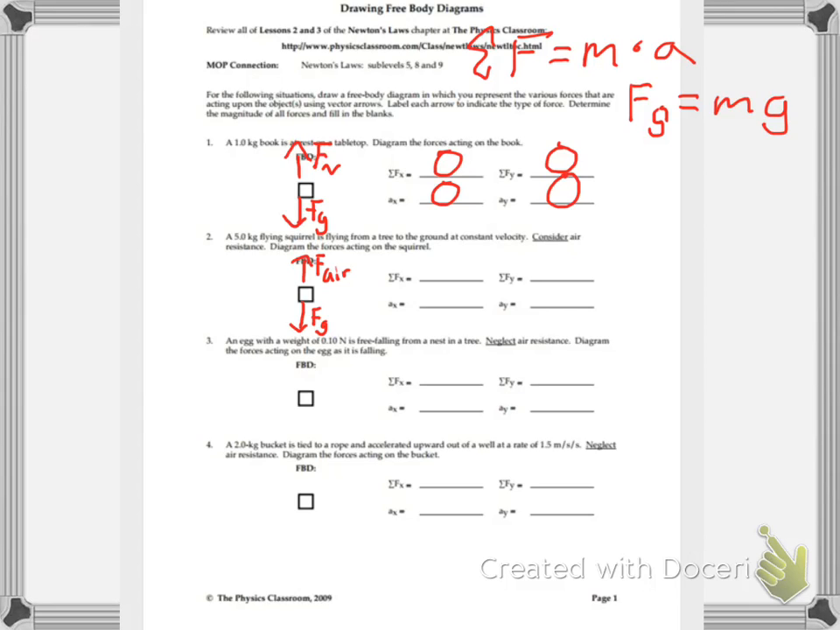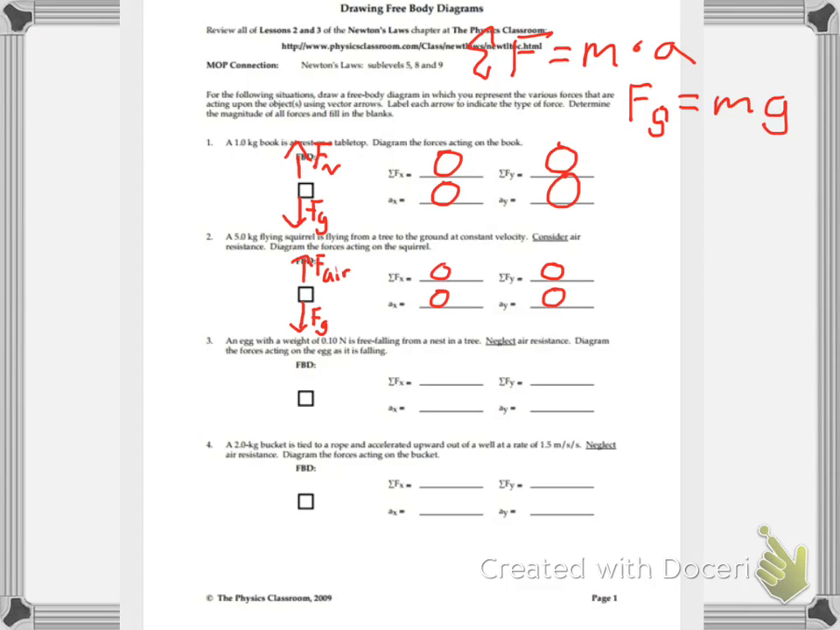There again, no forces in the x direction, which means there's no acceleration in the x direction. We're at a constant velocity. Whenever you see constant velocity, we will know that the sum of the forces will be 0. So the acceleration will be 0 also in y.